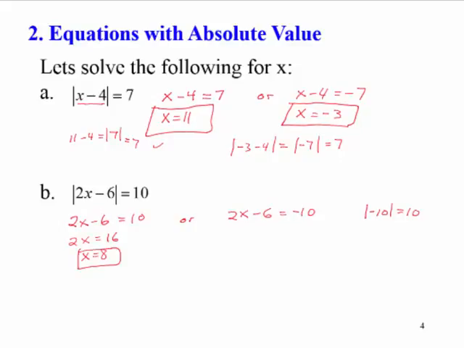Plug that in. 16 minus 6 is 10. The absolute value of 10 is 10. Here we have 2x, add 6 to both sides, is equal to minus 4. And x is equal to minus 2.